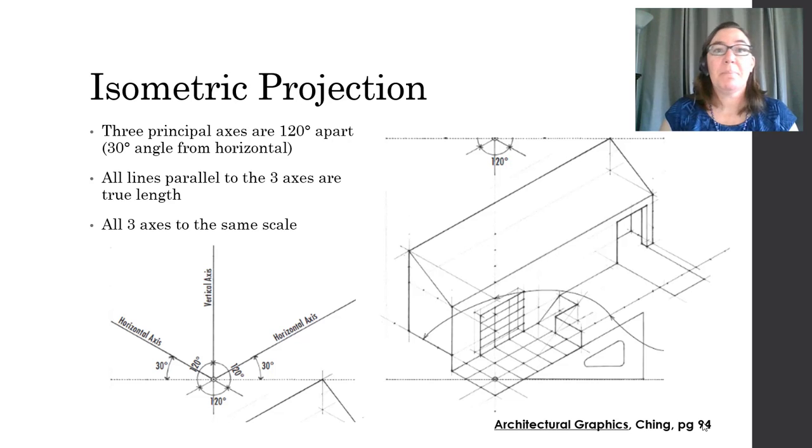One of the most common paraline drawing systems is the isometric projection. It is a subset of axonometric projection. And in isometric, the three principal axes, the x, y, and z axes, are 120 degrees apart. So if you see them on a drawing page, your horizontal axis is going to be 30 degrees from the horizontal. In isometric projection, all lines parallel to the major axes are true scalable length, and we draw all three axes to the same scale, as opposed to oblique.